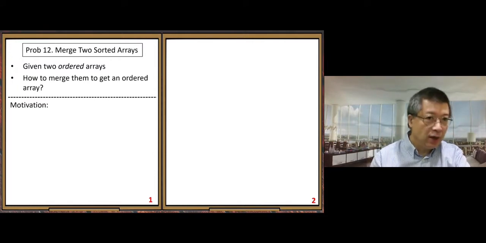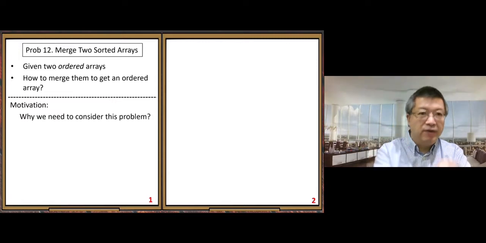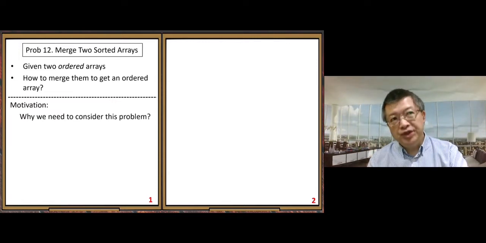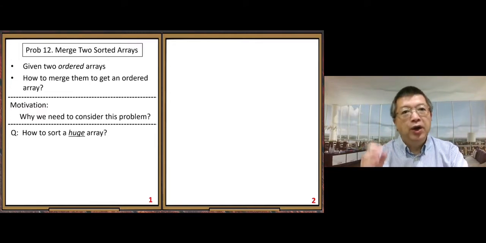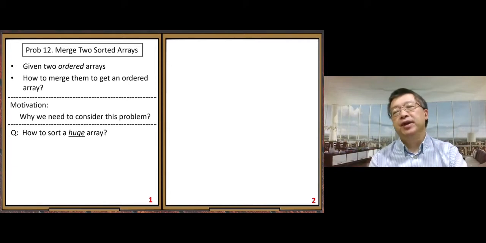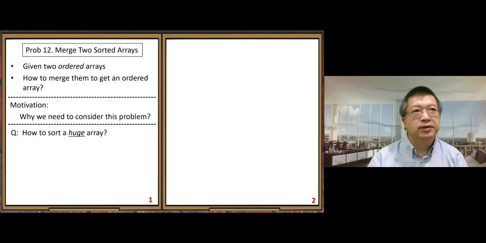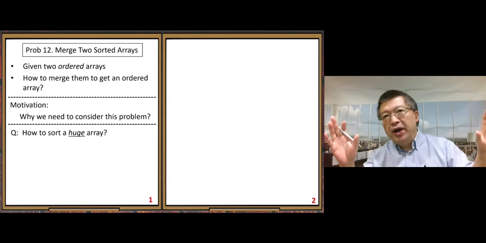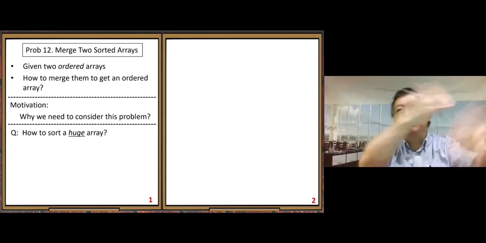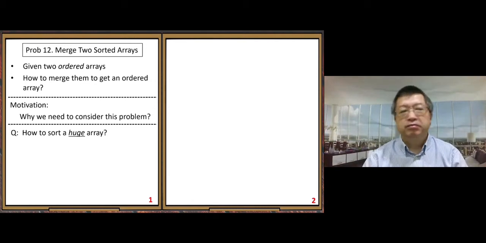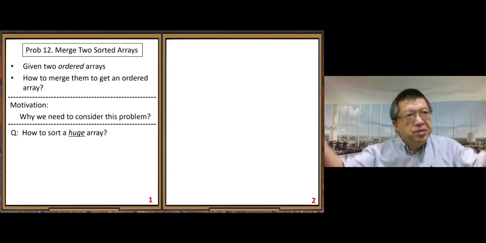The motivation. Here, let me give you a simple reason. Let's think about this question. How to sort a huge array. The array size is extremely big. How big is it? Let me describe it this way. You cannot get all the elements loaded into memory at the same time because the size is too big.